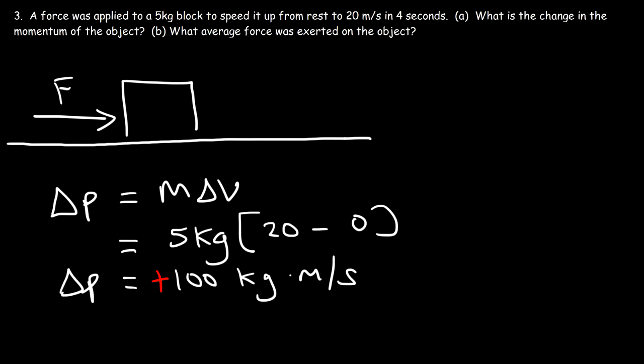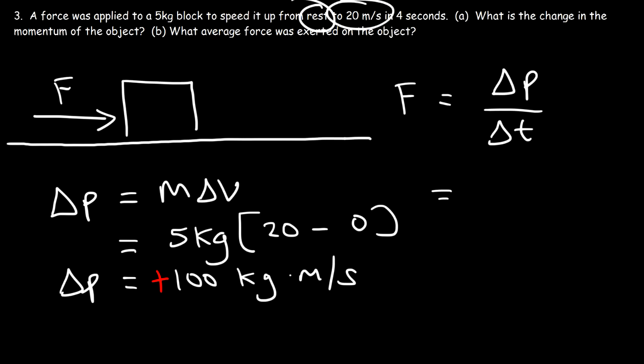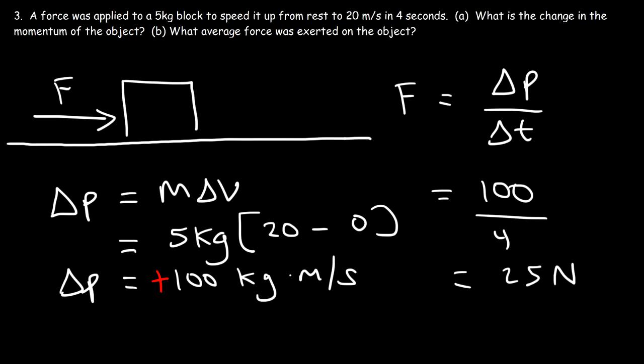Now, to calculate the force in part B, the average force, because the force may not be a constant force, the average force is going to be equal to the change in momentum divided by the change in time, or the time difference from speeding up from rest to a speed of 20 meters per second, which is going to be 4. The change in momentum is 100, and the change in time is 4, so 100 divided by 4 is 25. Therefore, we could say that an average force of 25 newtons was exerted on this object.